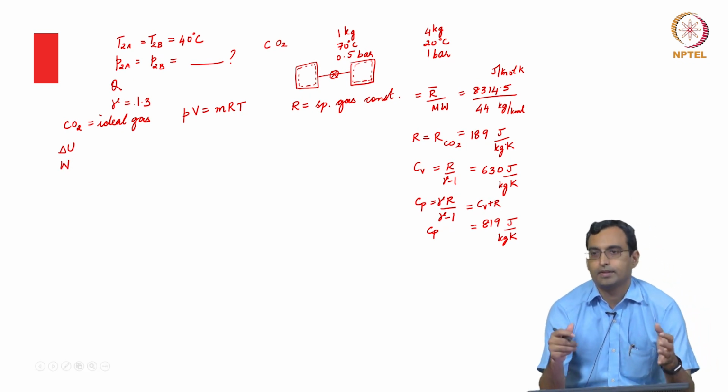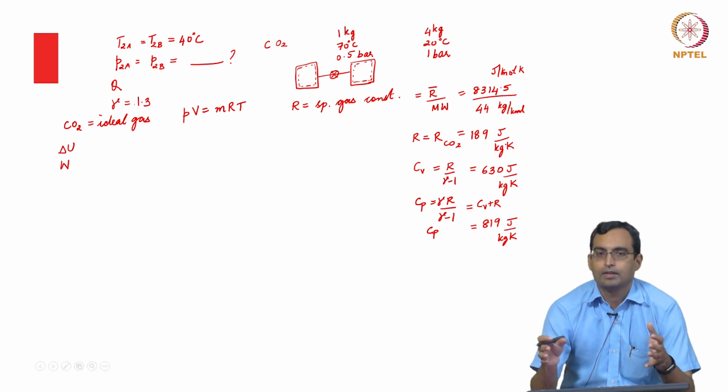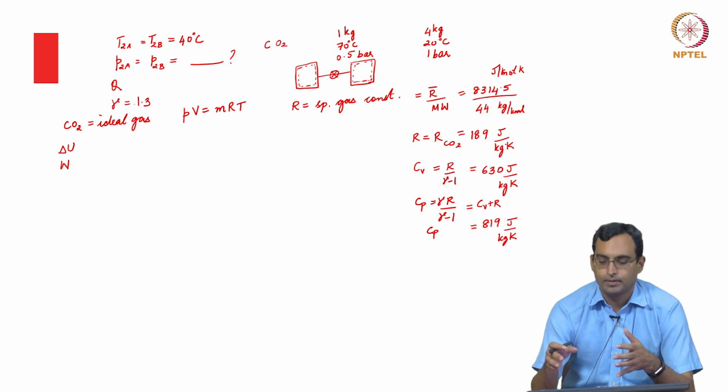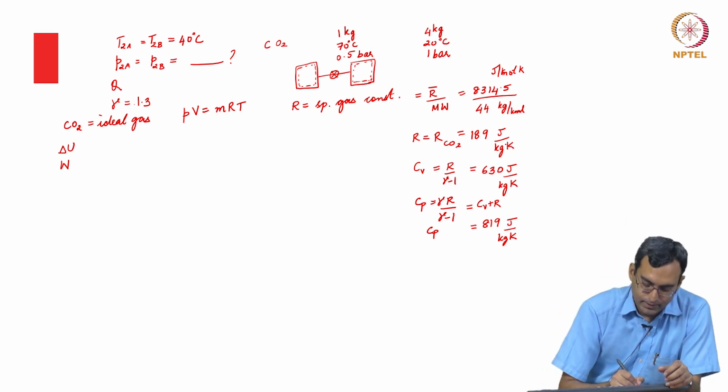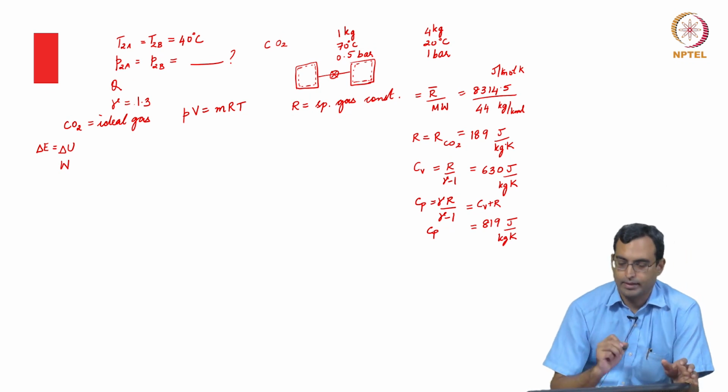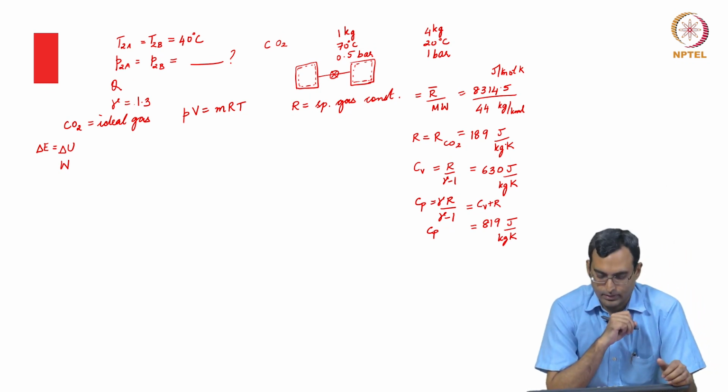This system itself is stationary, it is not moving anywhere. So, there is no change in potential energy of the system. There is also no change in the kinetic energy, the system is at rest, velocities are 0. So, delta E, which would be a general change in energy, in this case is only delta U. So, that is all I need to find.